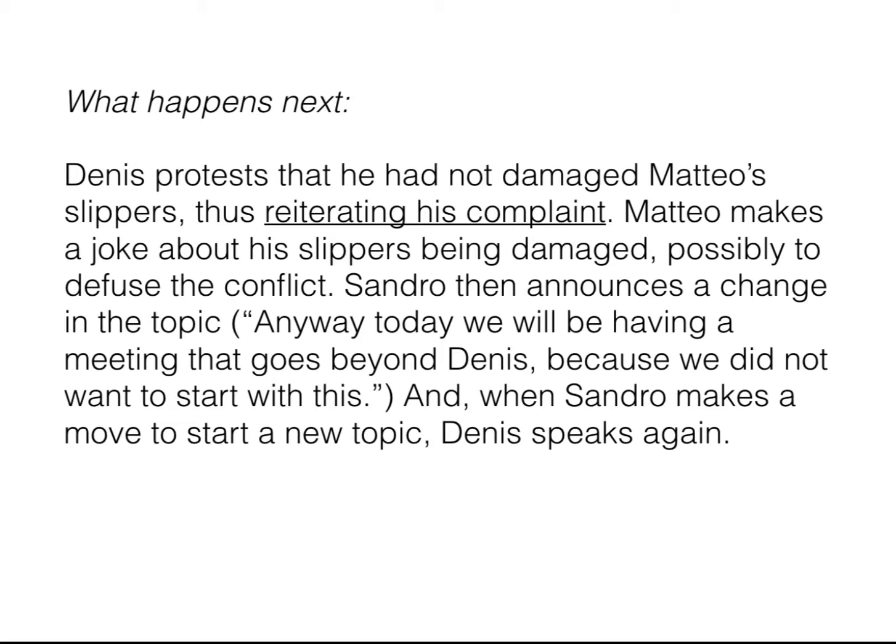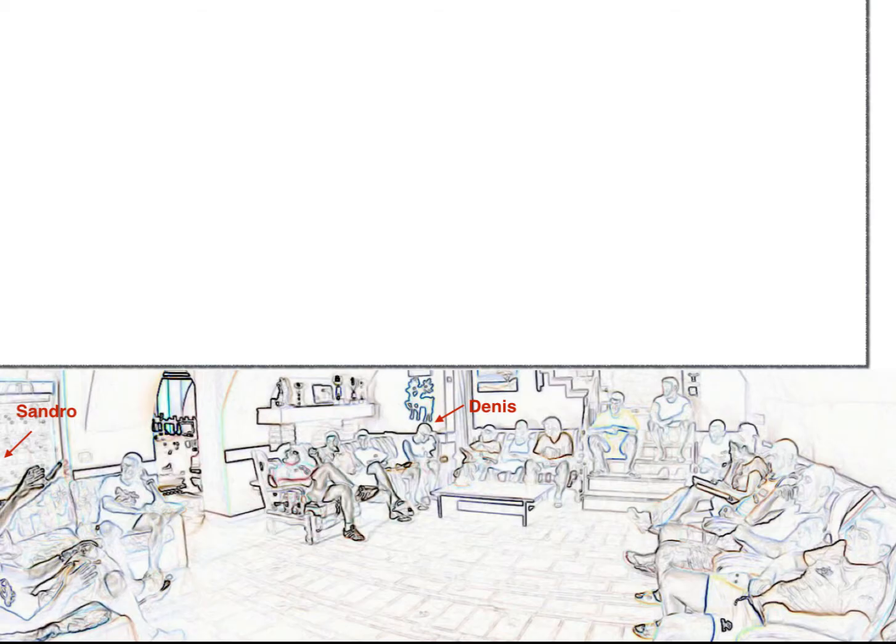And the staff member announces a change in the topic. Anyway, today we will be having a meeting that goes beyond Venice, because we did not want to start with this. So he tries to move on, and that's one way that people sometimes get out of conflicts. They just suspend them without getting to any kind of agreement. But the client is not going to change, to let the staff member change the topic.